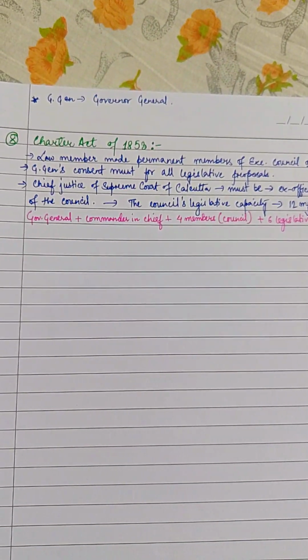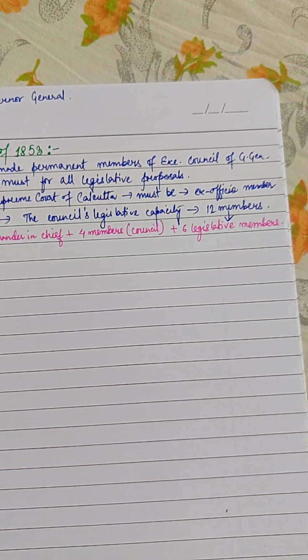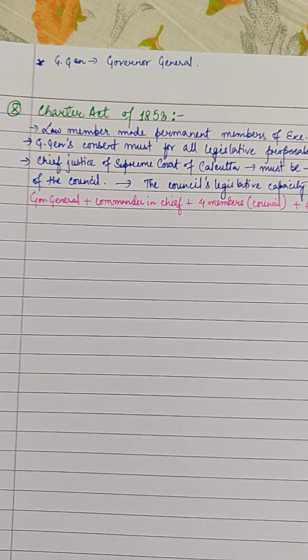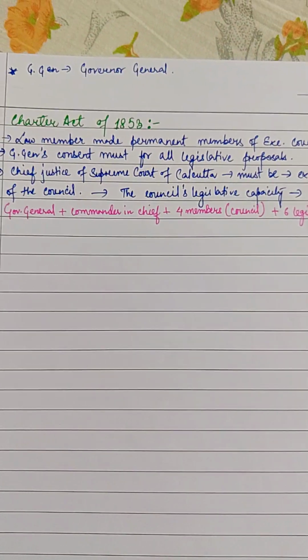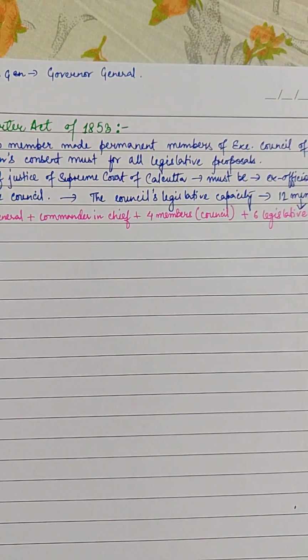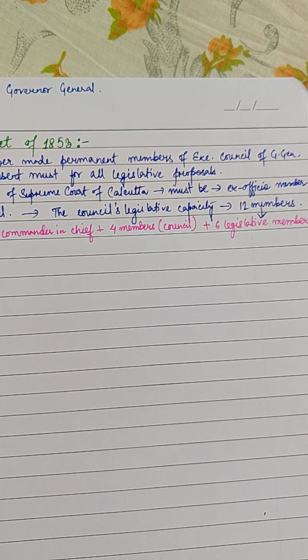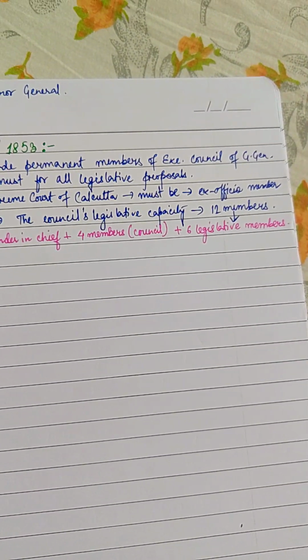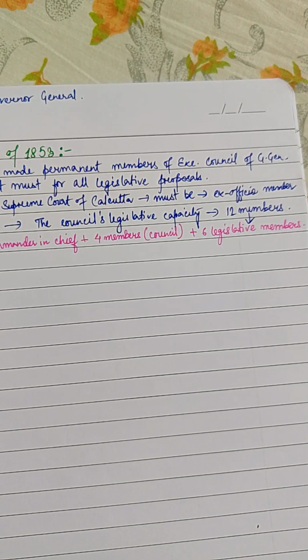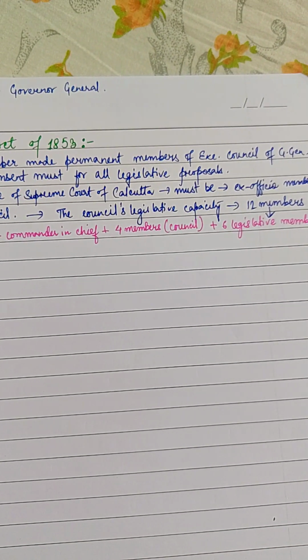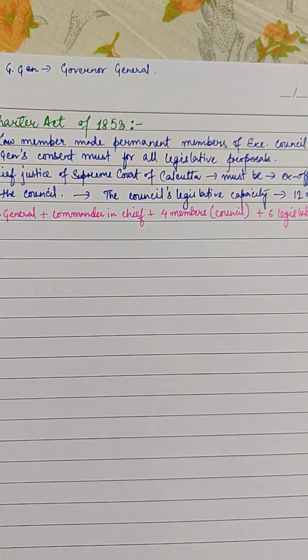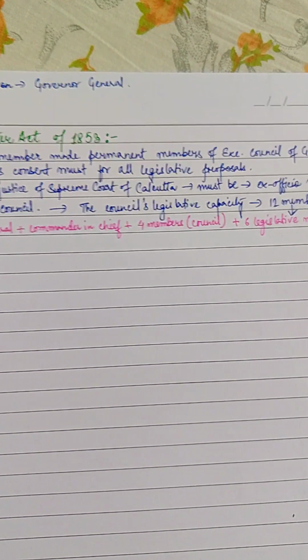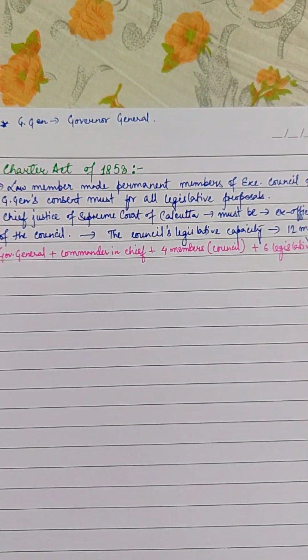The council's legislative capacity was of 12 members. So the council is of how many members? 12 members. And who are these 12 members? First one is the Governor General, Commander in Chief, then 4 members from the Executive Council, plus 6 legislative members. Altogether there are 12 members. So this is also important, who the members were that were there in the Legislative Council. These are the things you must remember.